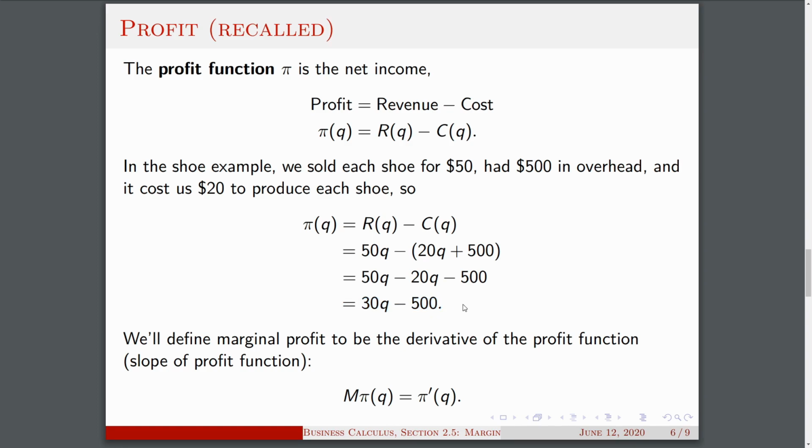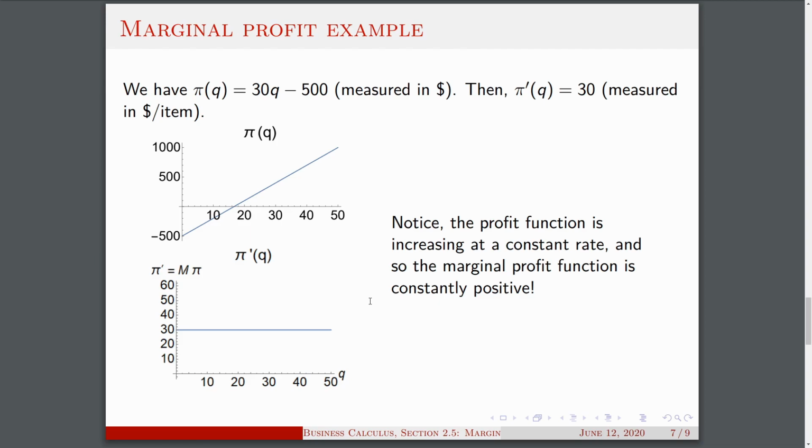And how do you think we're going to define marginal profit then? We'll make it the slope of the profit function, which in this case is 30. All right, so I've graphed those here as well. So the marginal profit is 30.